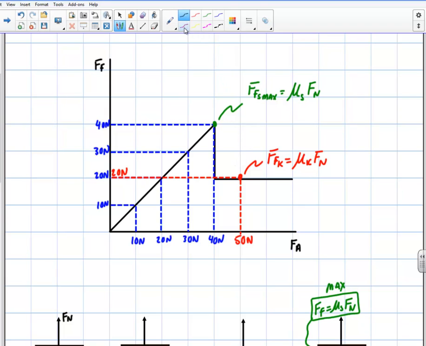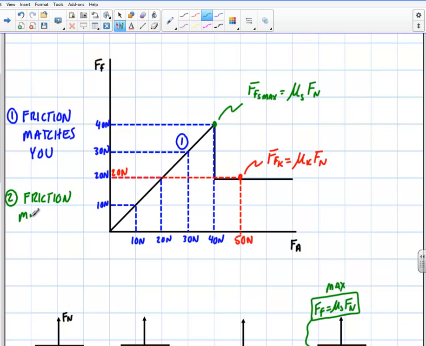So I just want to summarize again the three situations that we have here. The first one, on this blue line here, is situation number one. Friction basically matches you. Think about it like it's bluffing, it's bluffing, it's bluffing, and then it's going to get going. Number two, friction matches you, but it's maxed out. And that's when you get the force of static friction equals mu times the normal.